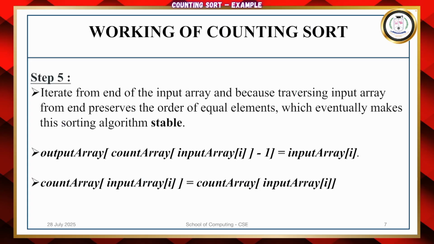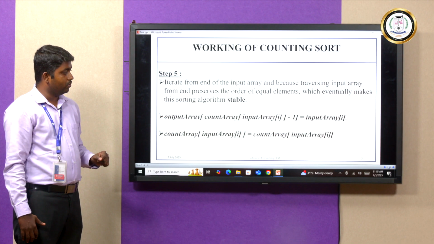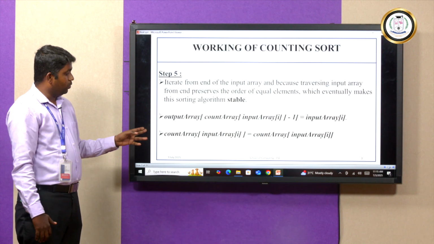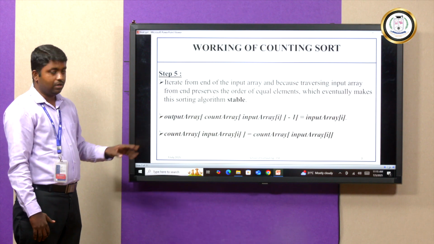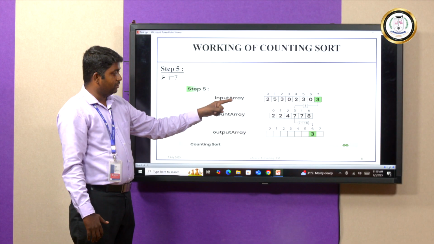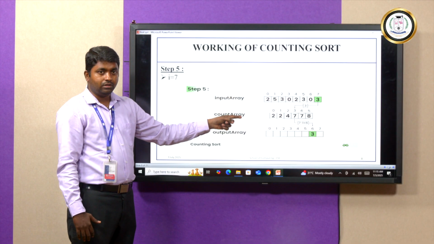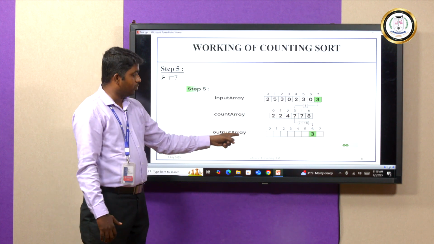In step 5, we calculate the output array using the input array and count array. The formula is output array of count array of input array of I minus 1 equals input array of I. This is the formula for step 5. We start with the last element of the input array, which is 3. We take the 3, and in the count array we go to the third position, where the value is 7. So 7 minus 1 is 6, and in the sixth position of the output array we place 3.